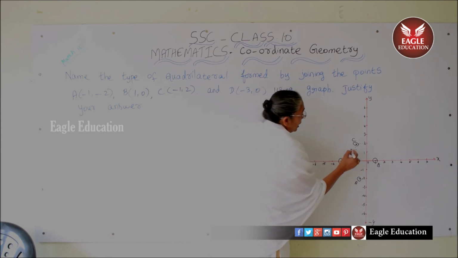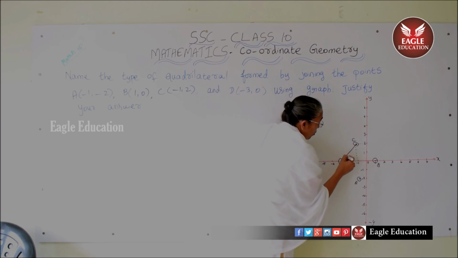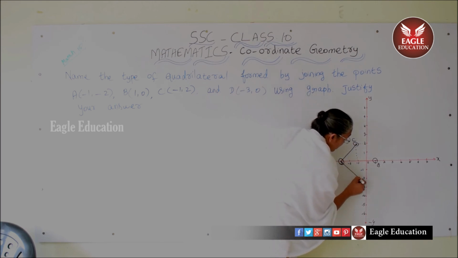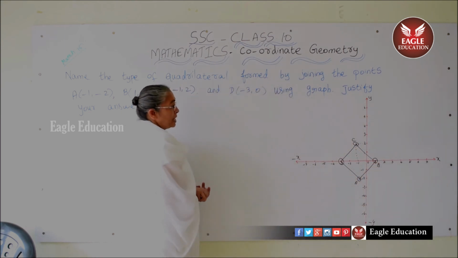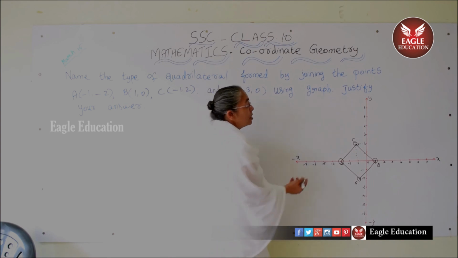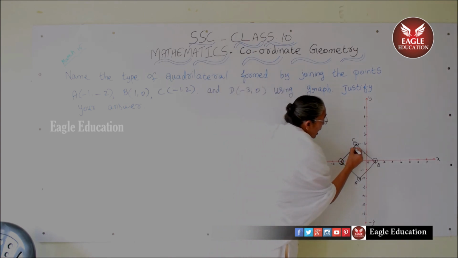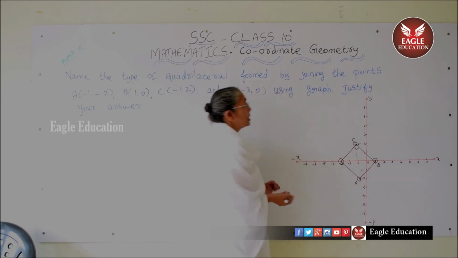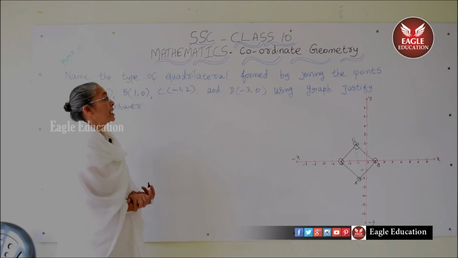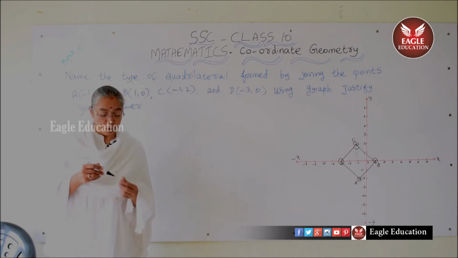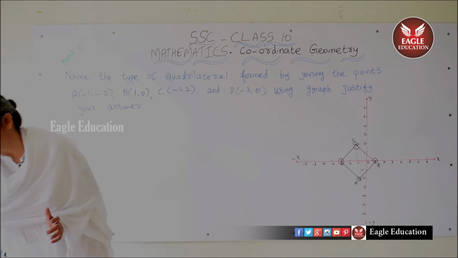So now let us join these points and see what kind of quadrilateral we are getting. Yes, the quadrilateral we are getting is nothing but a square, because this angle, we can say, is 90 degrees. But anyhow we have to justify it. For justification there are many conditions we can use. Let me list out the conditions for a quadrilateral to be a square.